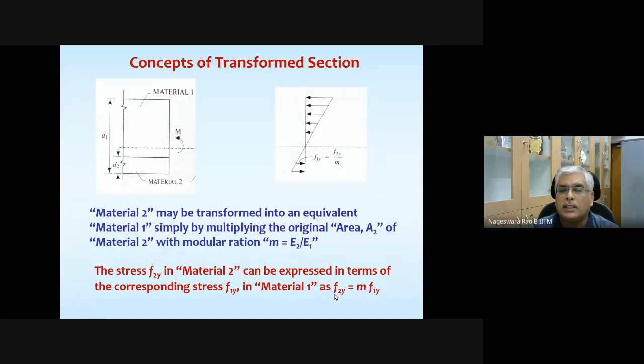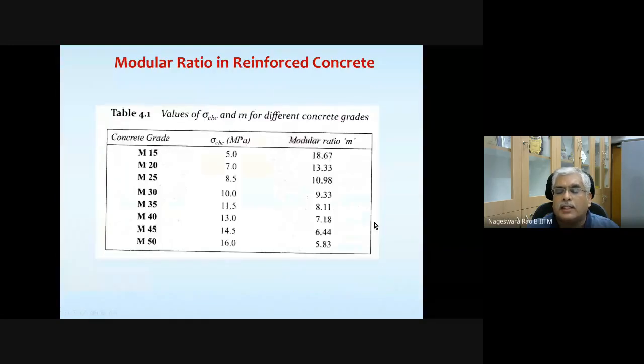Is this clear? So this transformation, this transform section, we are doing mainly for the purpose of convenience and getting this stress distribution. And once we get the stress distribution for the transform section, we go back to the original section and try to find what the stresses are. If this concept is very clear to you, then we can proceed further.